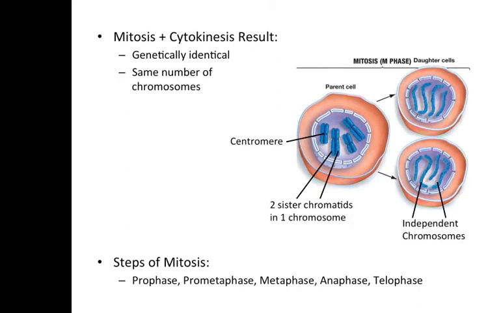The process of mitosis can be divided into 5 subphases that are called prophase, prometaphase, metaphase, anaphase, and telophase. We will examine them all in turn.